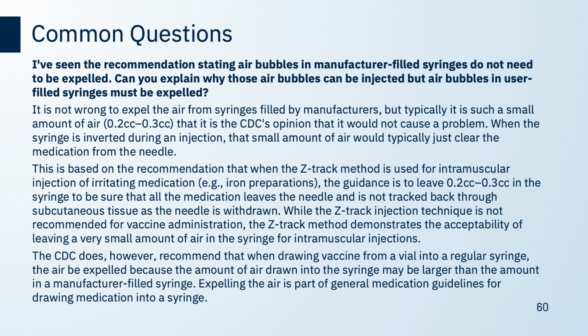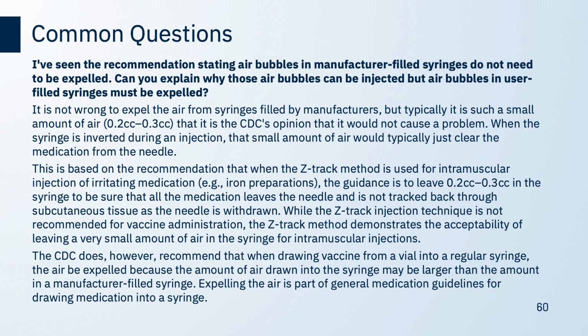from the needle. This is based on the recommendation that when the Z-Track method is used for intramuscular injection of irritating medication, the guidance is to leave 0.2 cubic centimeters, 0.3 cubic centimeters in the syringe to be sure that all the medication leaves the needle and is not tracked back through subcutaneous tissue as the needle is withdrawn.